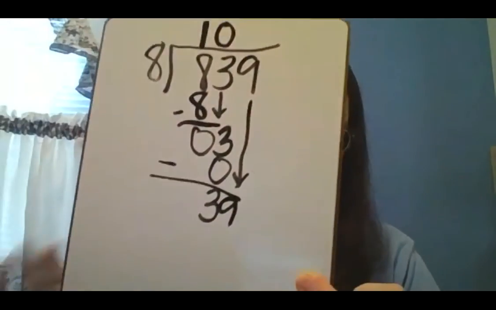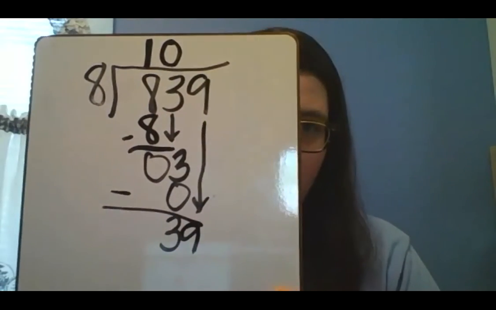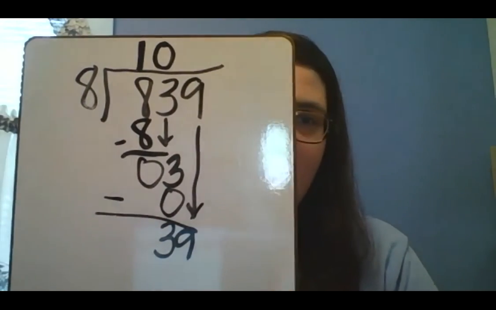So now our 3 is 39. So now we have to think, how many times can 8 go into 39? So that's like thinking about our easy facts. So we know that, let's think, 8 times 1 is 8. 8 times 2 is 16. So maybe you don't know what 8 times 3 is.